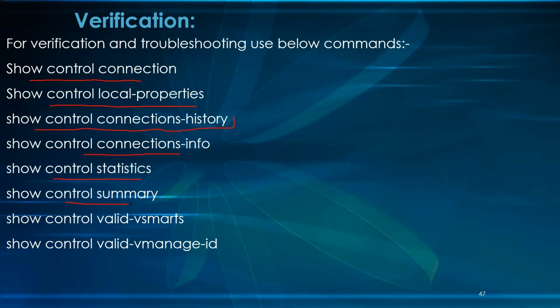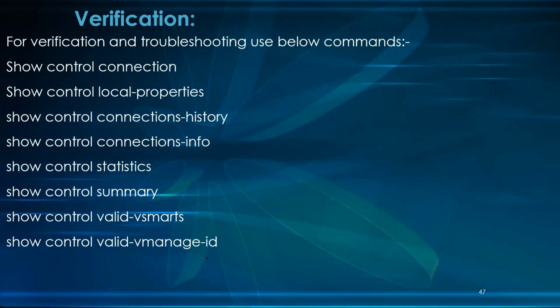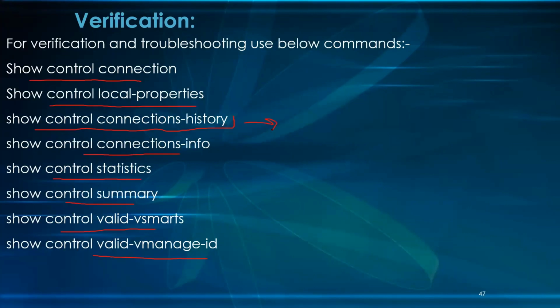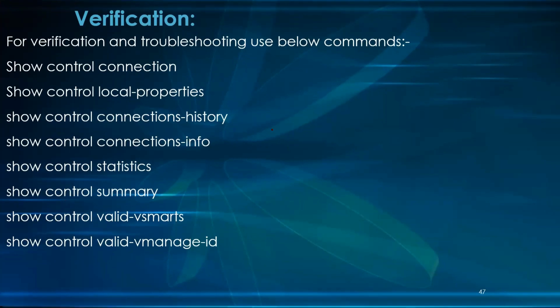The control connection statistics tell how many hello packets and challenge packets are sent and all that. Control summary will tell you the number of control connections we have, who your valid vSmart is, who your valid vManage is, the chassis number and all that of those devices. Next, we have the history error. Like I was mentioning, this command tells you what could be the reason. Here I have some error codes I'm talking about. There are others you can search for on the internet, but I'm trying to cover a few common errors.